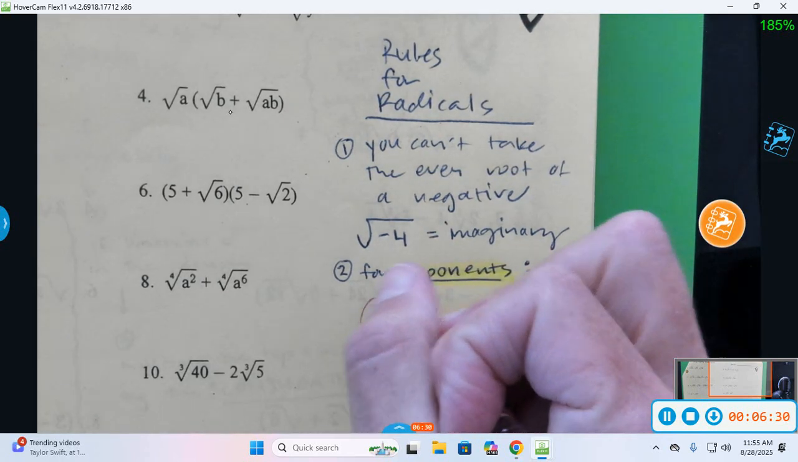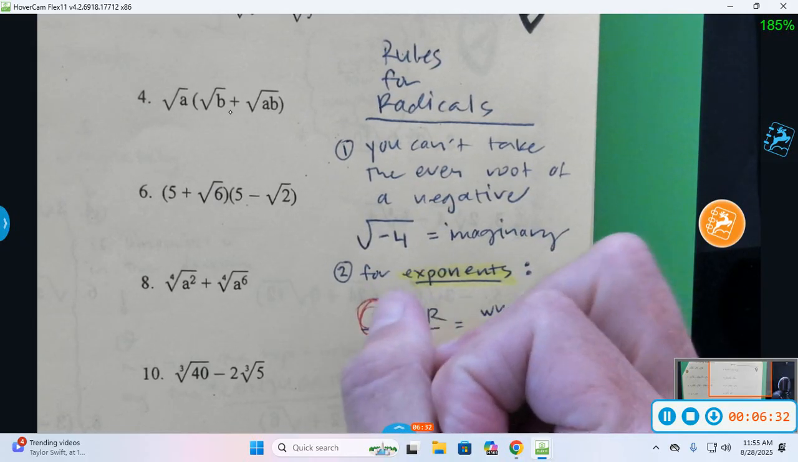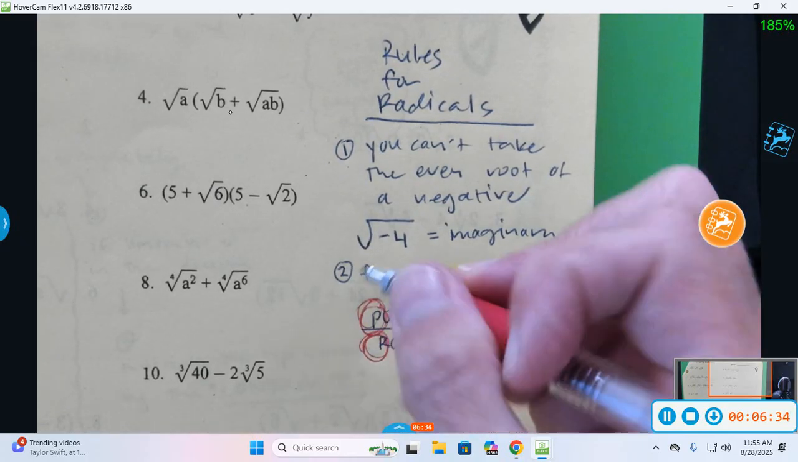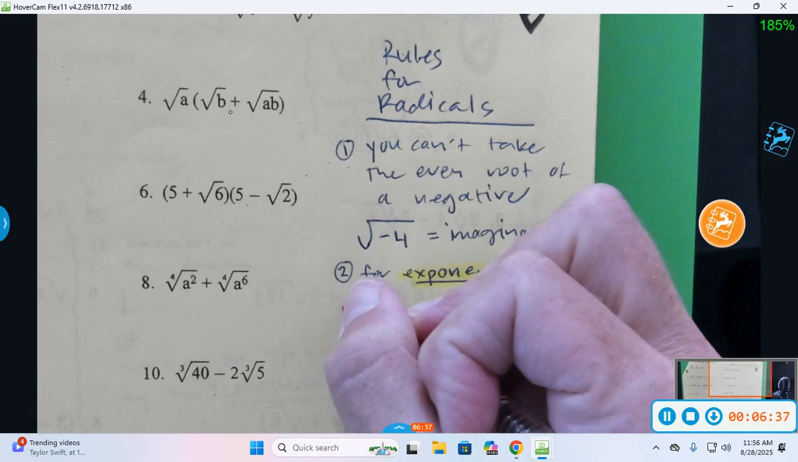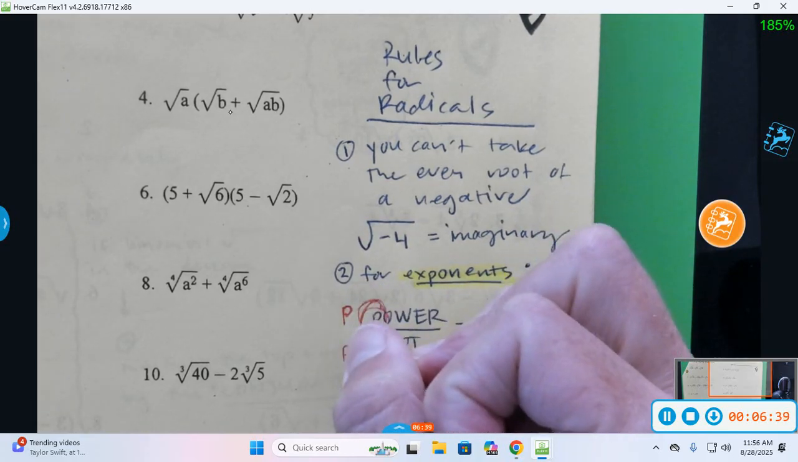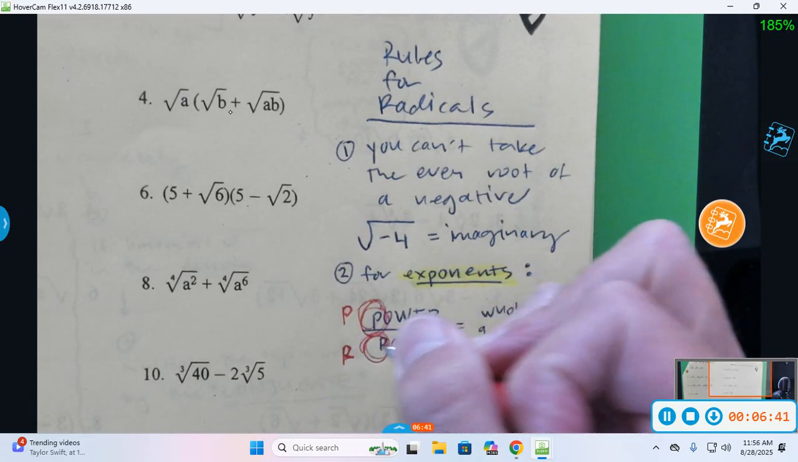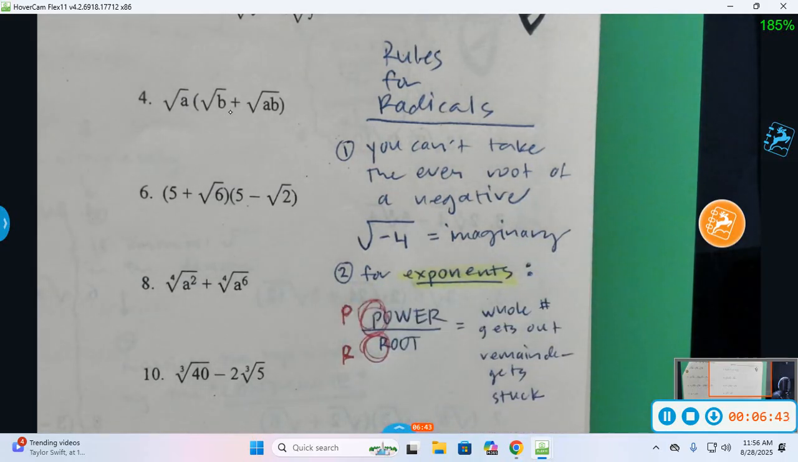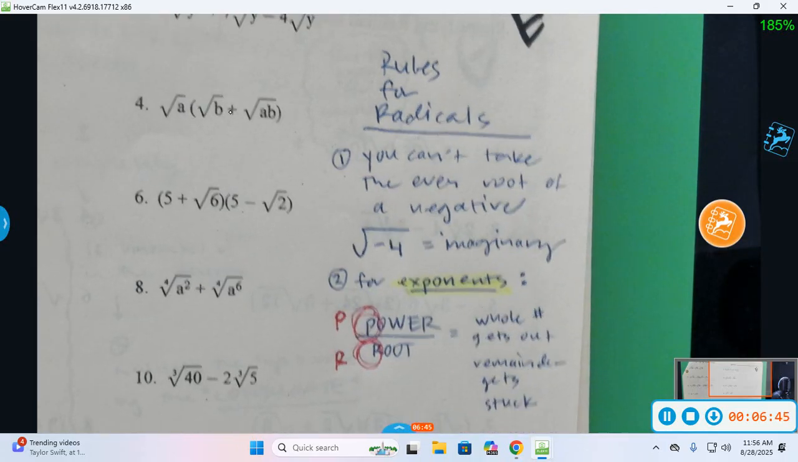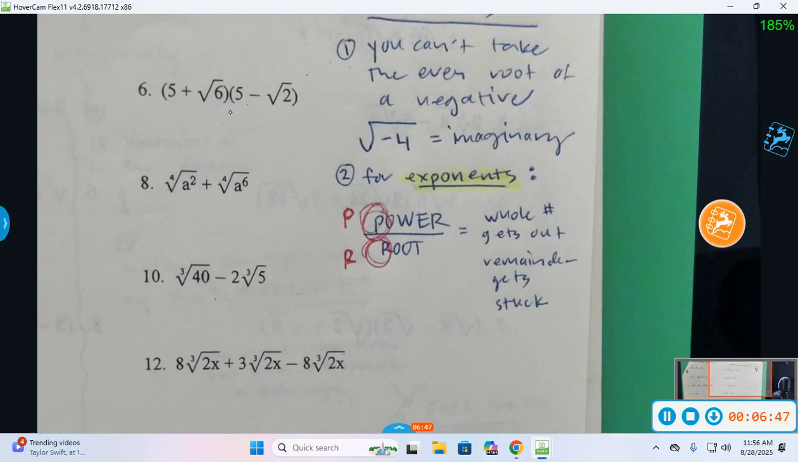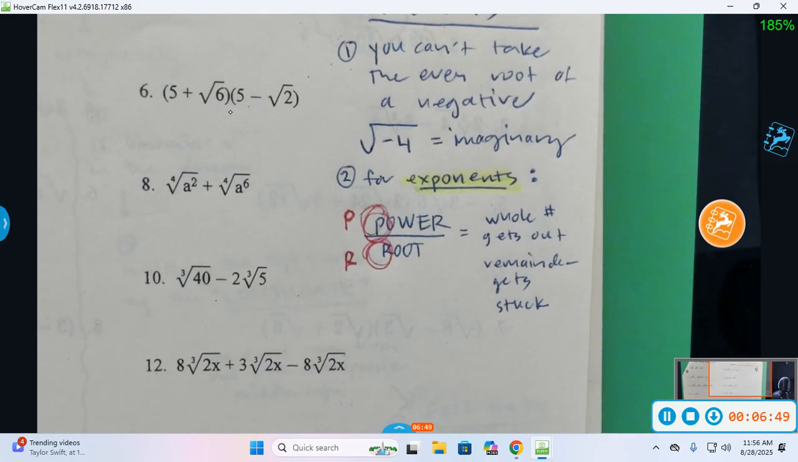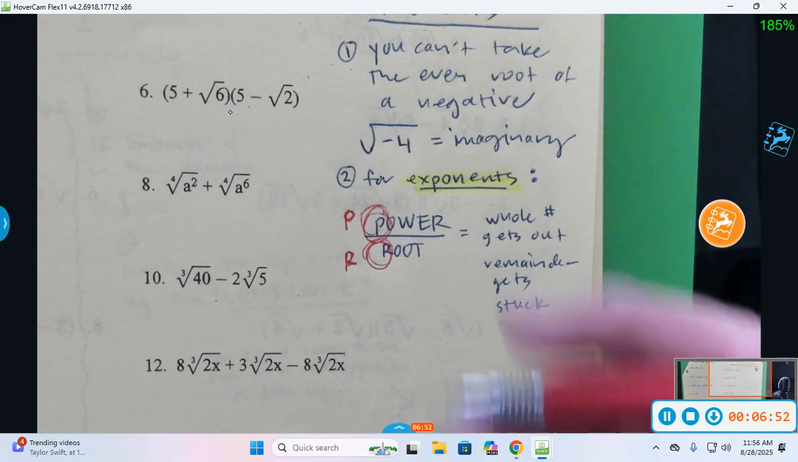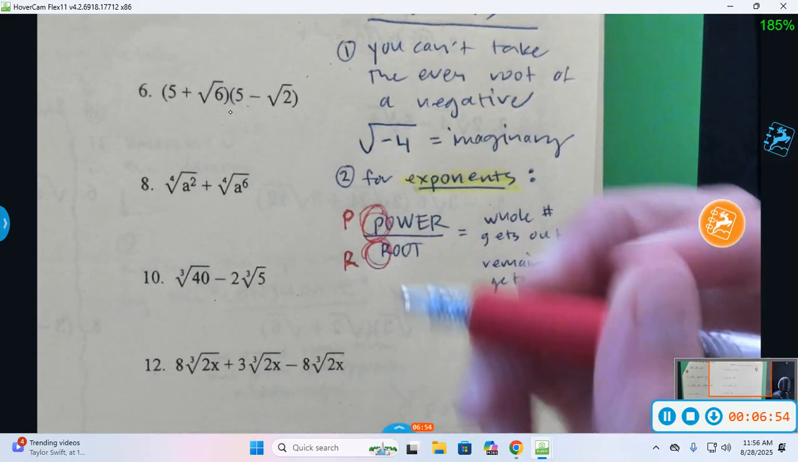How can you keep straight that the rule is the power on top and the root on the bottom? In other words, somehow you have to always remind yourself that it's P over R and not R over P, because this is something that students struggled with in the past. Can anybody think of a mnemonic device that could help you remember that it's P on top and R on the bottom?